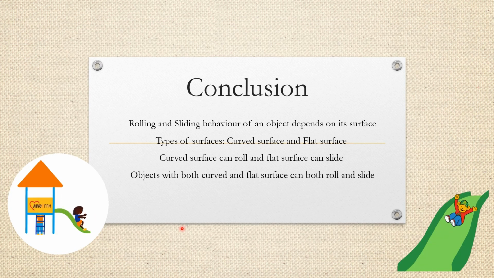Now let's conclude what you have learned so far. Rolling and sliding behavior of an object depends on its surface. Now what are the types of surfaces? Curved surface and flat surface. Curved surfaces can roll. Now look at the ball. And flat surfaces can slide. Here it is sliding. Objects with both curved and flat surfaces can both roll and slide.